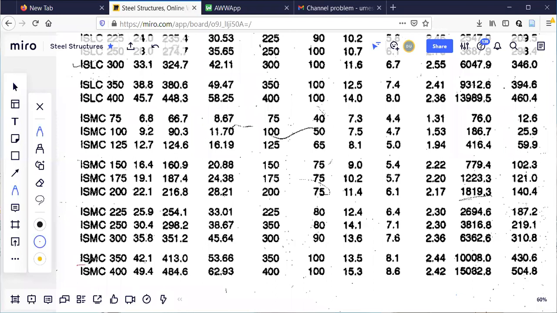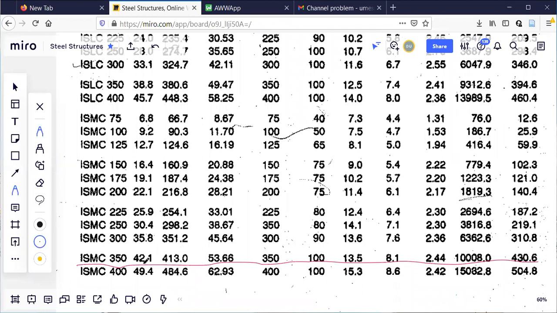It is here, see. In the steel table, it is here. Like this it goes. ISMC 350, so 413. What he has written in the problem is ISMC 350 at 413 Newton per meter.